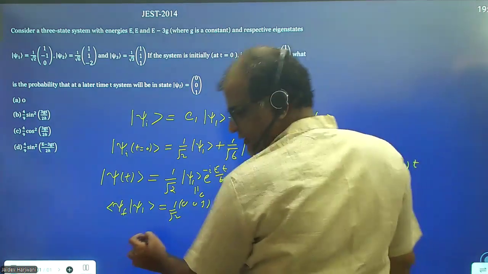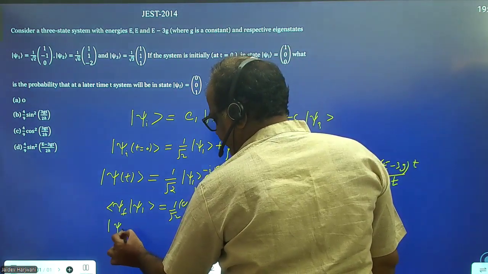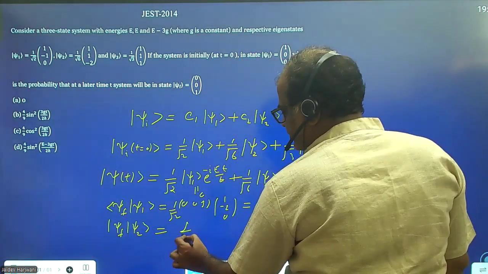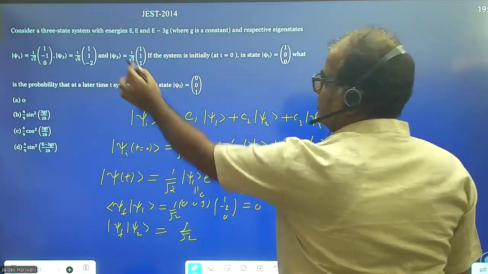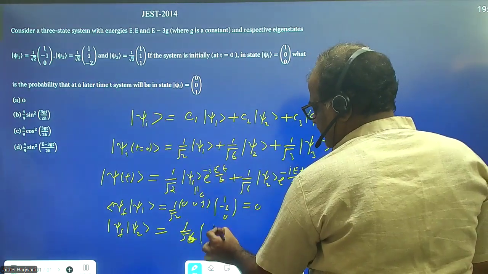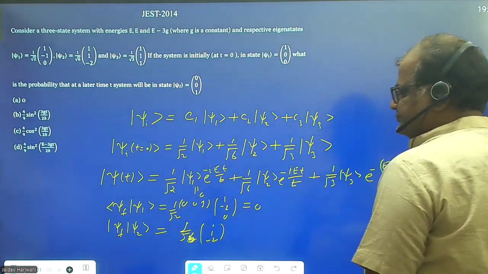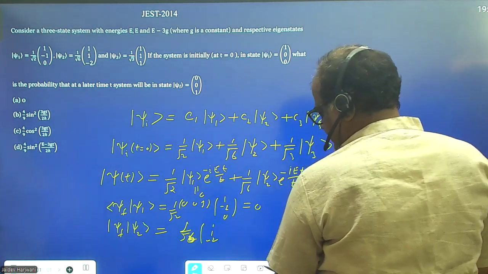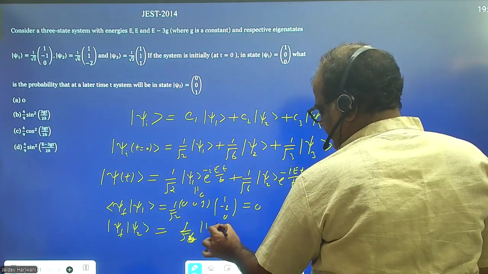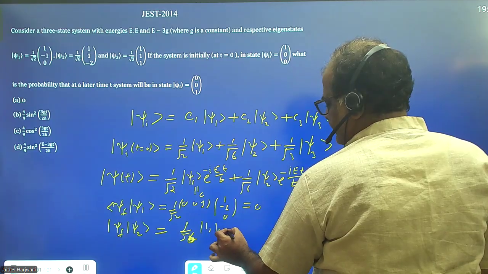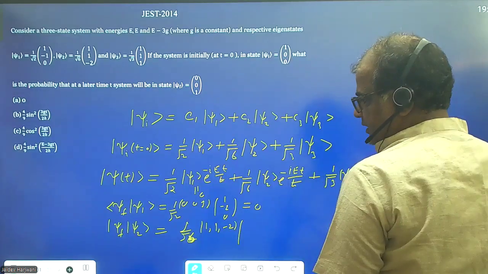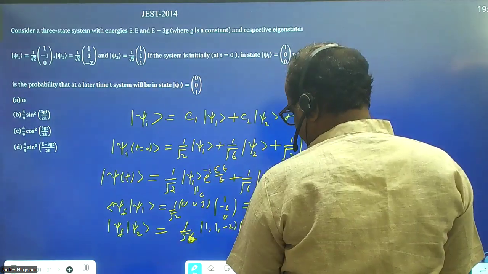And the second term is psi f with psi 2. So again 1 upon root 6 times (1, 1, minus 2), and then you have psi f, sorry, psi f is (0, 0, 1).